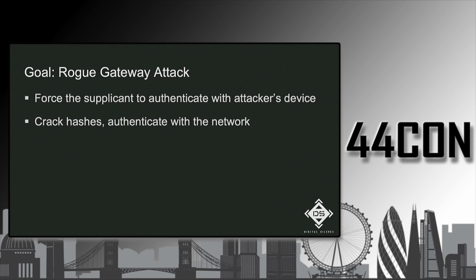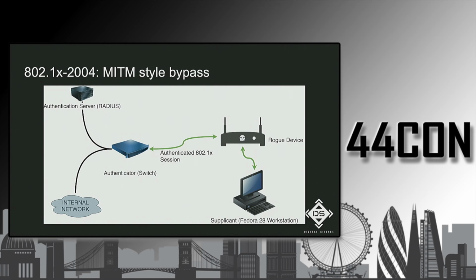So the goal of a rogue gateway attack is to force the supplicant to authenticate with the attacker's device, and this is happening on a wired network. Once this happens, you capture hashes, crack them, and authenticate directly with the network. The challenge here is that we're no longer working with wireless. We can't just pluck devices out of the sky and get them to connect to us. We have to be a little more clever in terms of actually getting this to happen. But you can't use the traditional rogue AP attack that would work in a wireless environment.